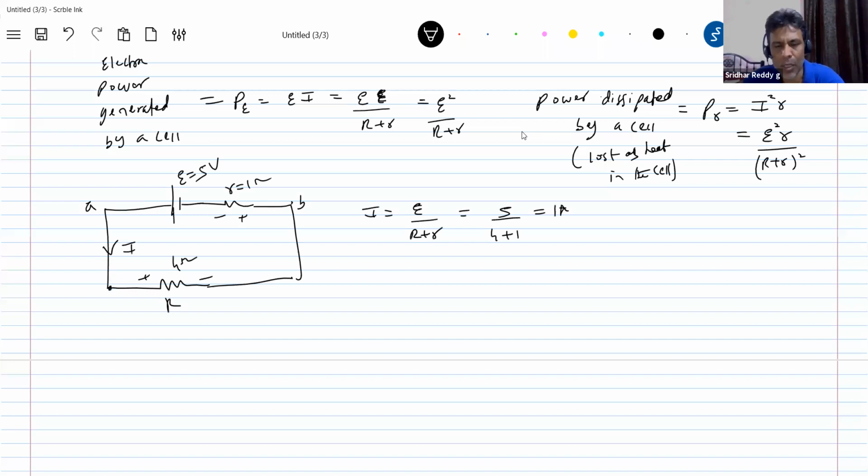Let's calculate terminal voltage. So terminal voltage, we write like this, no? VA minus E plus Ir minus VB equals 0. So VAB is equal to E minus Ir. This should be equal to 4 volt.